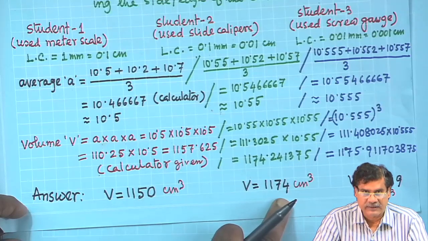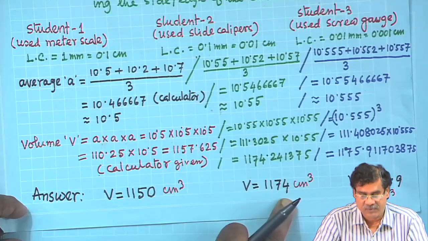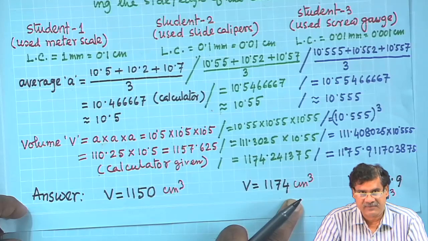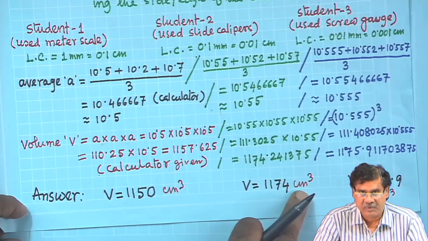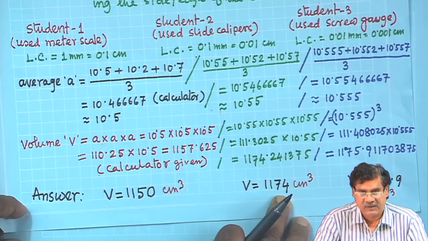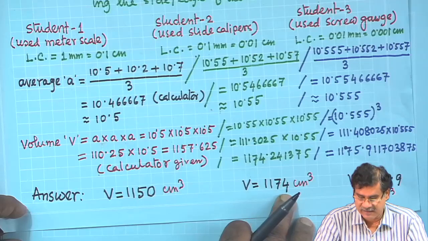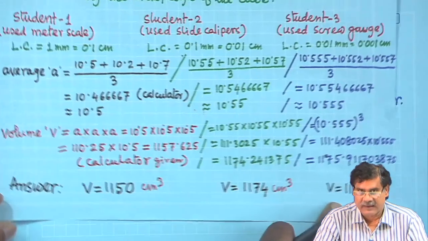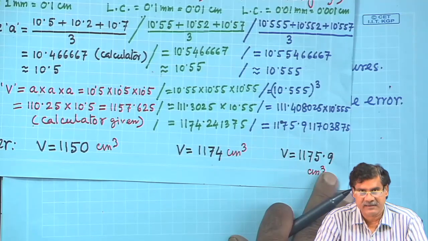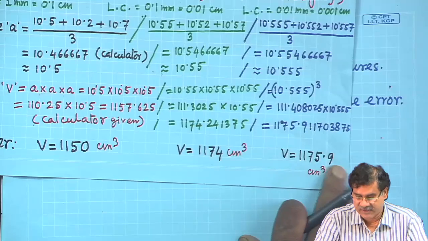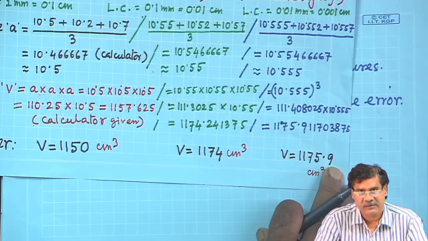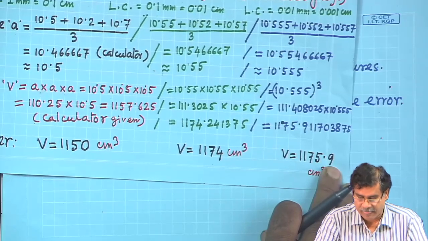Here the last significant figure is 4, so the error will be plus minus 1 or plus minus 2 or plus minus 3. It can be any number from 1 to 9. Similarly here the last significant figure is 5, so the last figure is 0.1, and the error will be in this decimal place.